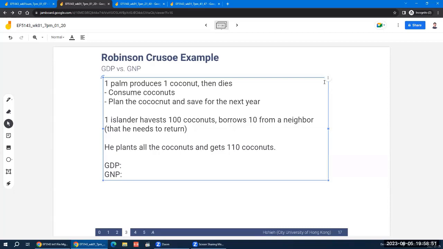Volunteers? I'm going to call a name. Yeah, sure. I think GDP is 110 and GNP is 100. That's right. Excellent.